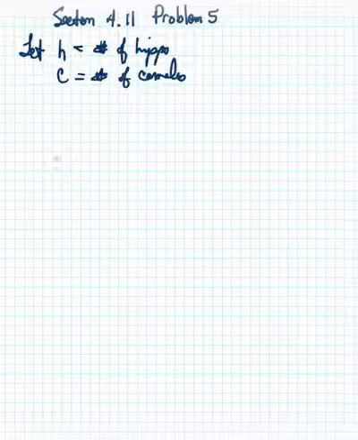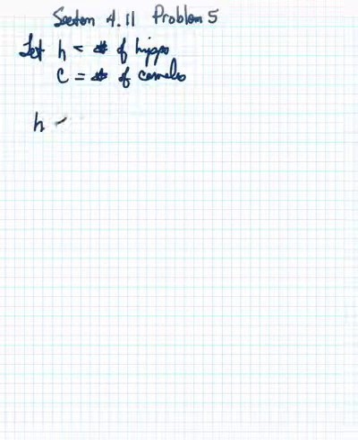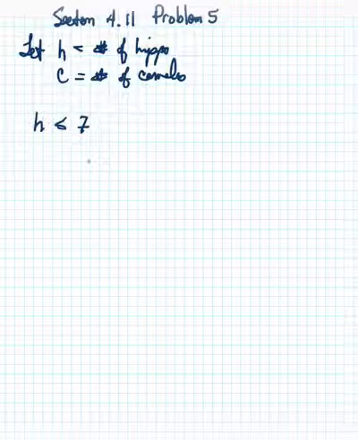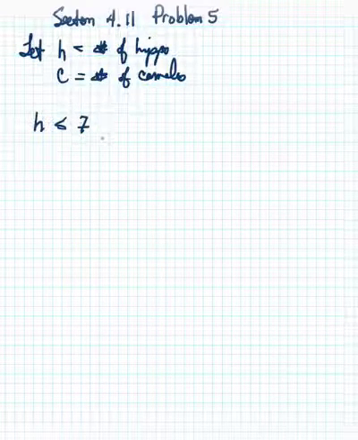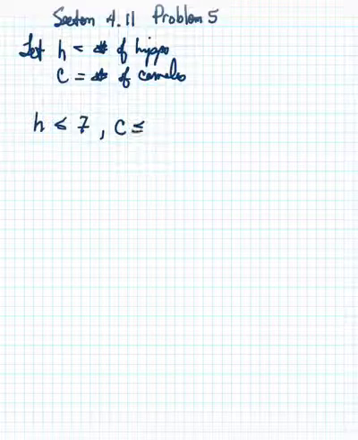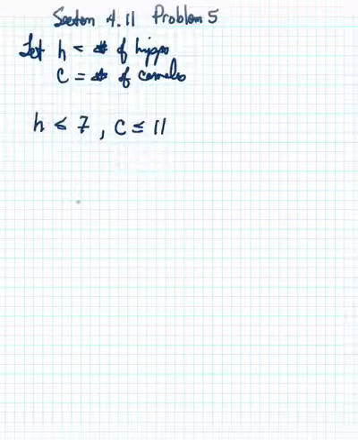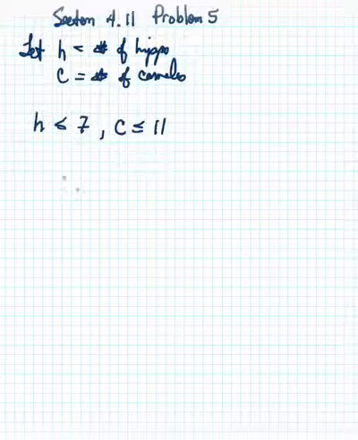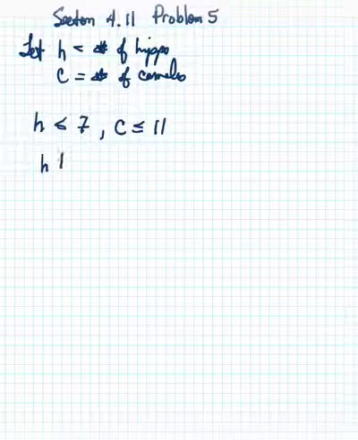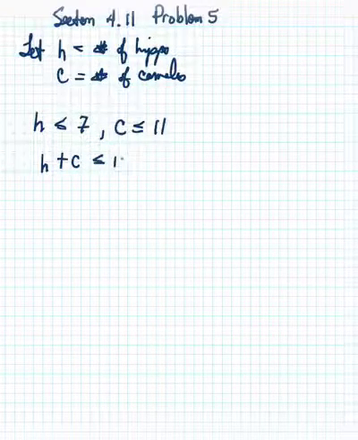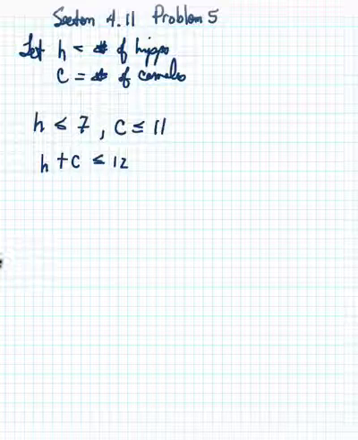All right, so production: no more than 7 hippos. So hippos have to be less than or equal to 7. That's one of my restrictions. And no more than 11 camels. So camels have to be less than or equal to 11. Shipping: no more than 12 planes total. So H plus C has to be less than or equal to 12 per day.